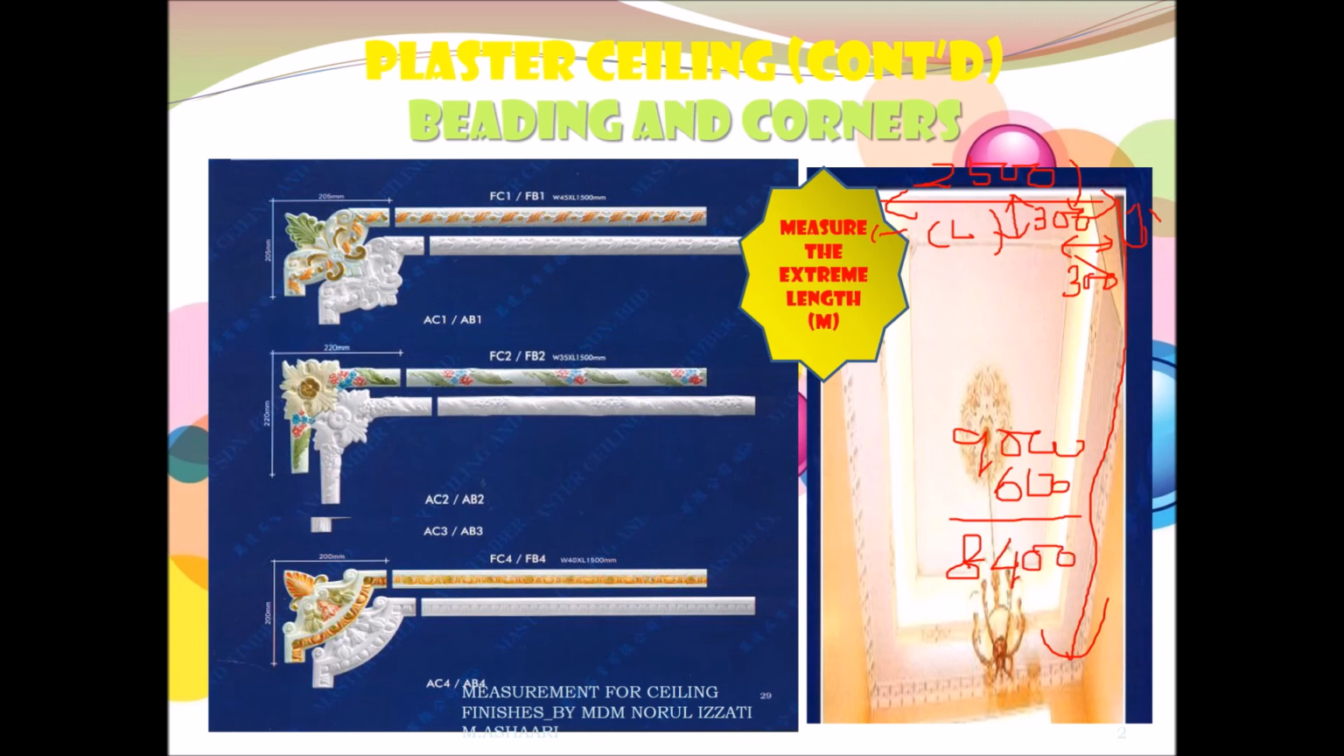It is actually a similar principle to measuring the perimeter of the ceiling space, but you have to consider what is the length given from the corner, or what is the length given from each side of the cornice. That is how you measure the beading, because the beading is installed not at the edges between the wall and the ceiling, but at the space of your plaster ceiling.